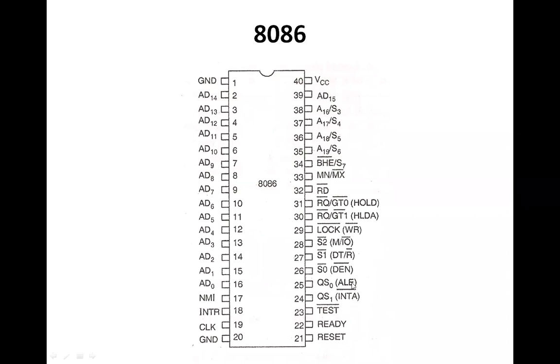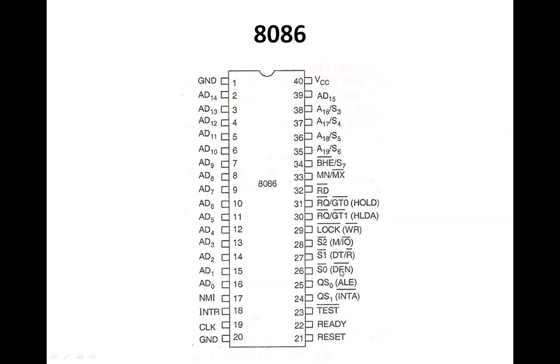Now, why are these configurations written? Because I have already told you that 8086 works in two modes. One is called maximum mode and another is called minimum mode. Minimum mode of 8086 is used in a smaller system, but if the system is complex and it has to handle many things, in that case we use maximum mode.